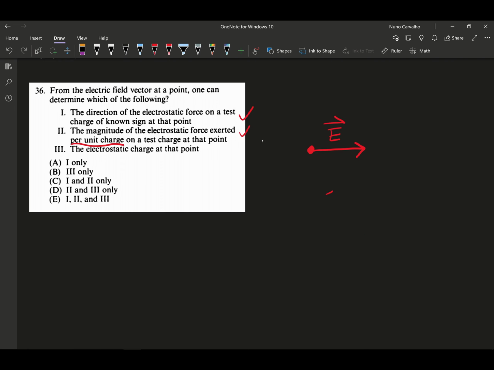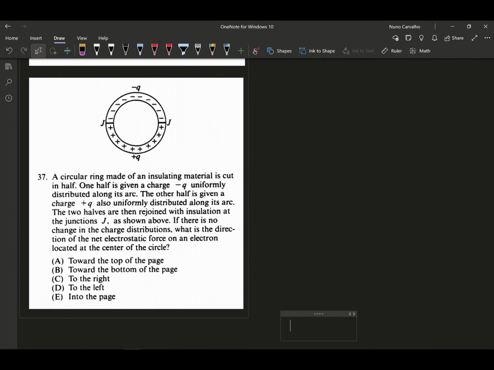And then for number 3, we are asked the electrostatic charge at that point. We will not know this information. The reason for that is that an electric field vector can occur at a point even if there's no charge there. It doesn't really matter what the charge is. Necessarily, the electric field vector still exists in space no matter the charge that actually exists or doesn't exist at that point. So we don't know that. So the answer here will be C, which is 1 and 2.